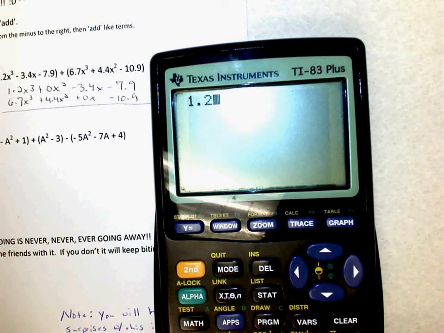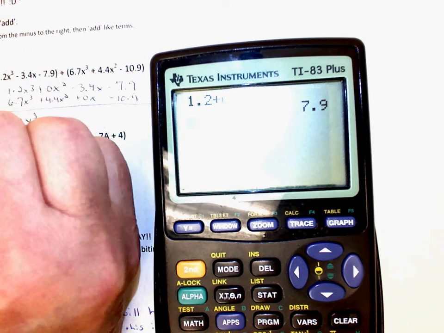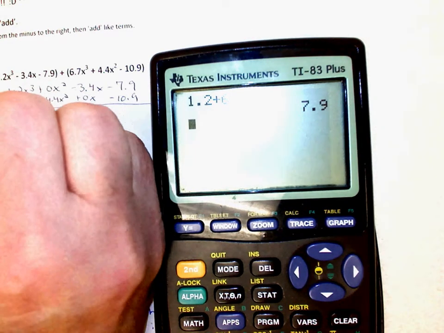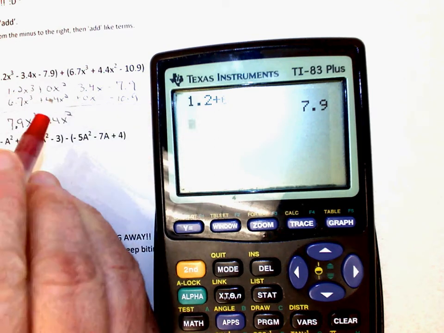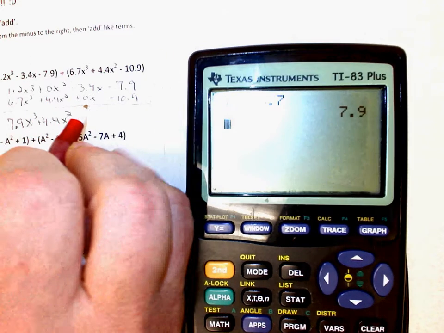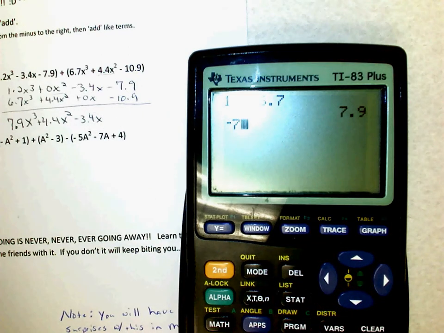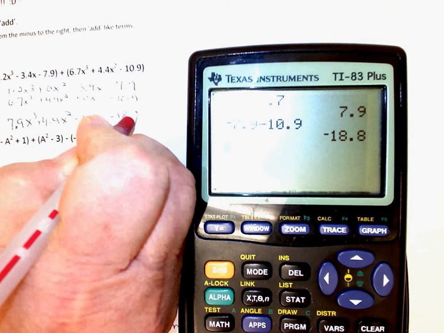1.2 plus 6.7 gives us 7.9, and again, count on my horses. Don't genetically alter them. And nothing plus 4.4 is 4.4 x squared, and negative 3.4 plus 0 is negative 3.4 x's. Now, negative 7.9 minus 10.9 gives us negative 18.8.